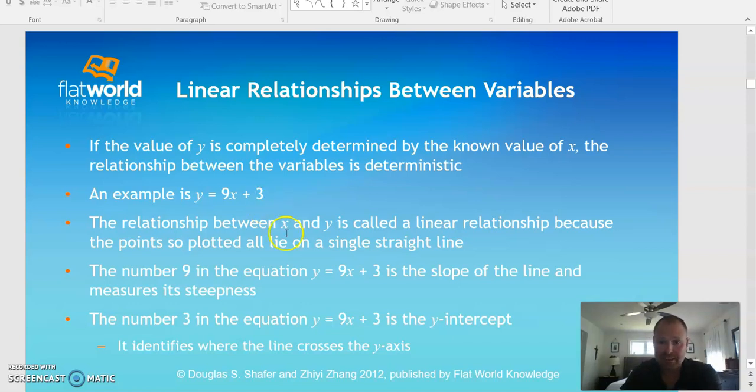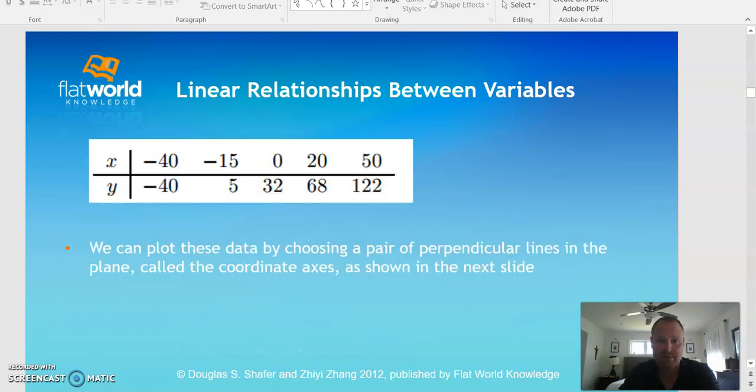So if we were to look at this, the number 9 in the equation y equals 9x plus 3 represents the slope, right? We would call this y equals mx plus b. 9 would be m, which would be the slope. B would be 3, which would be the y-intercept, okay? And the y-intercept, all that does is really identify where our line is going to cross the y-axis, okay?